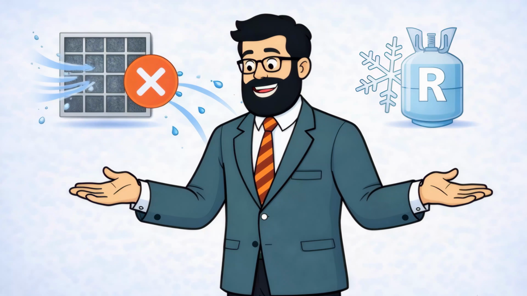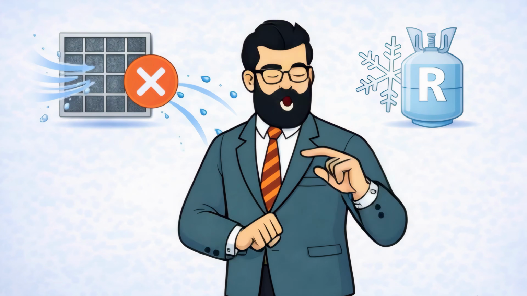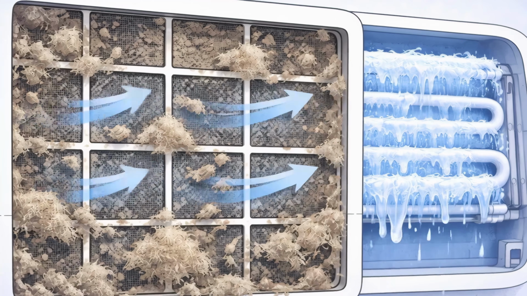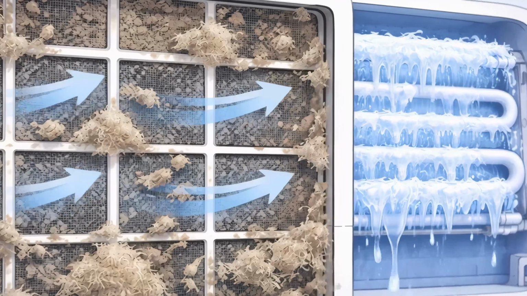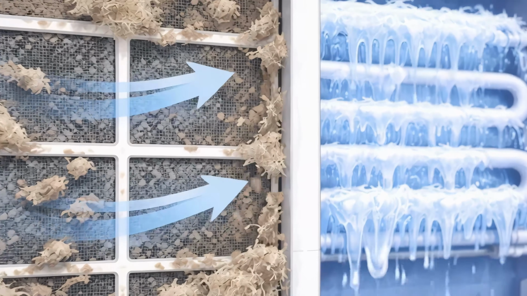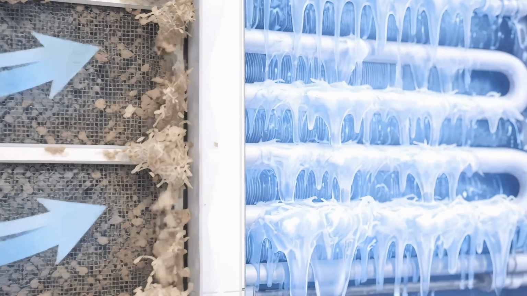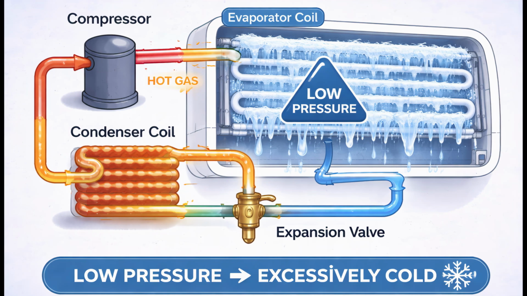Why would a coil freeze? It usually comes down to airflow or refrigerant. If your air filter is filthy, the air can't get through. Without that warm air to warm the coils, they drop below 32 degrees. Similarly, if your system is low on refrigerant, the pressure inside the coils drops, which paradoxically causes the remaining refrigerant to get much colder than it's supposed to.